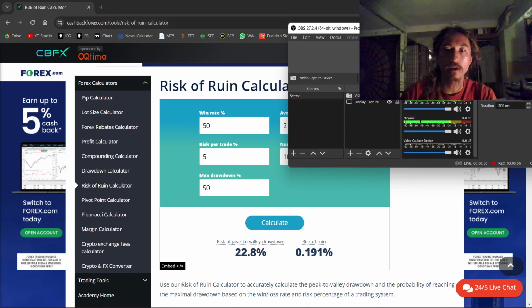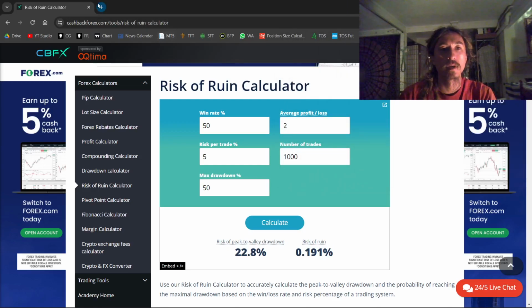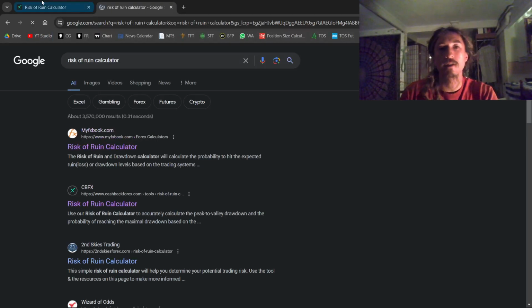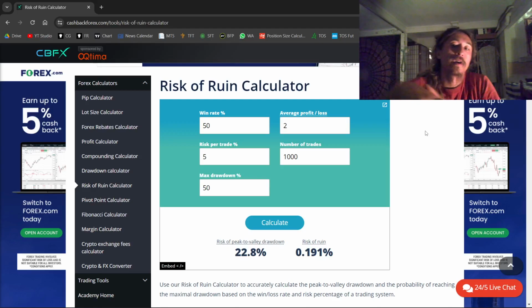Okay. So what I have here is a risk of ruin calculator. You can find this by just Googling a risk of ruin calculator. It's going to help you calculate drawdowns. But the idea is that you cannot lose 100%, and you want to know what the worst drawdown is that you think you can handle, that you can come back from, and you need to know your trading stats.